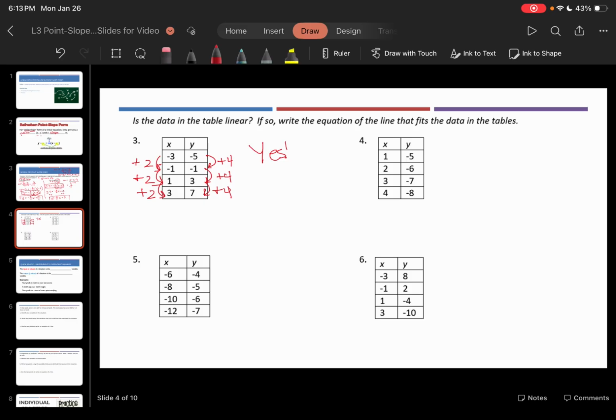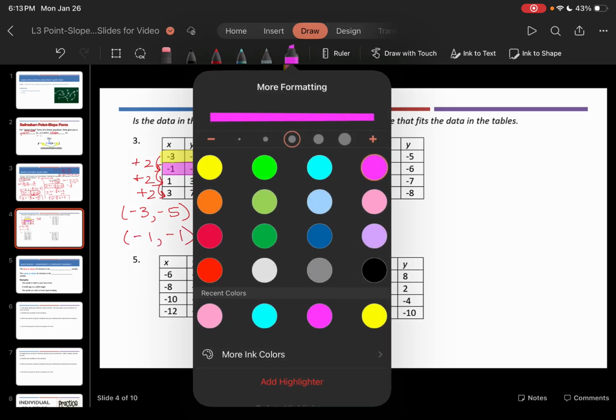So keep in mind what a table is. A table is just a whole bunch of points. You have a list of x's and a list of y's. So put them together, that gives me the point negative 3, comma negative 5. This right here gives me the point negative 1, comma negative 1. And then I could keep going and going.